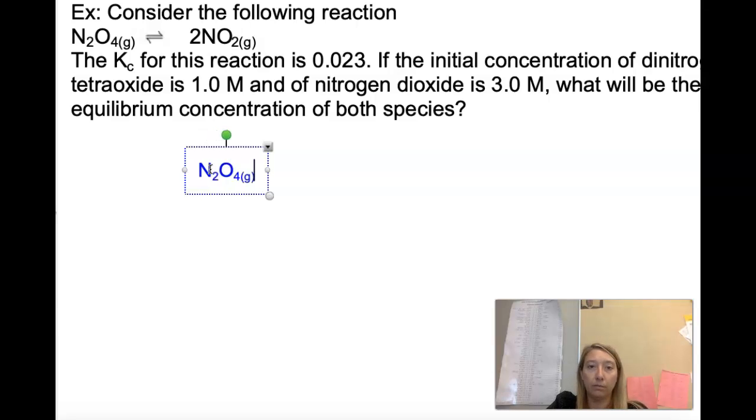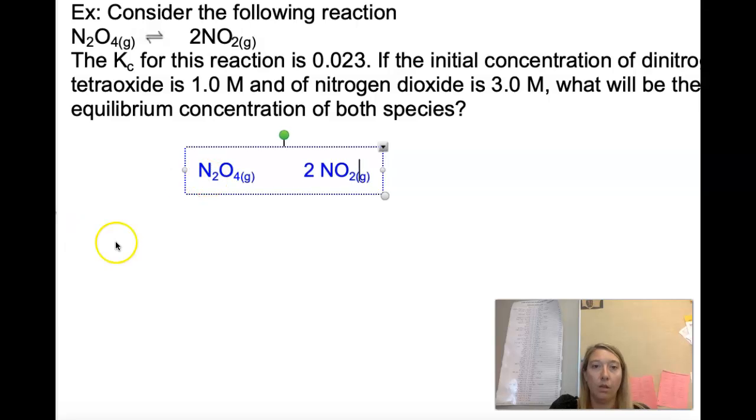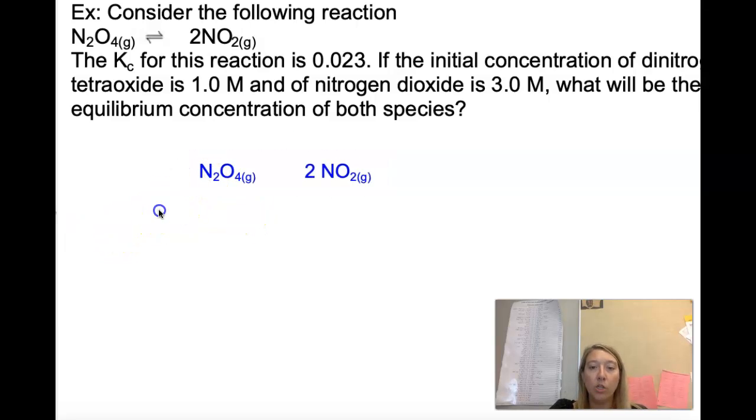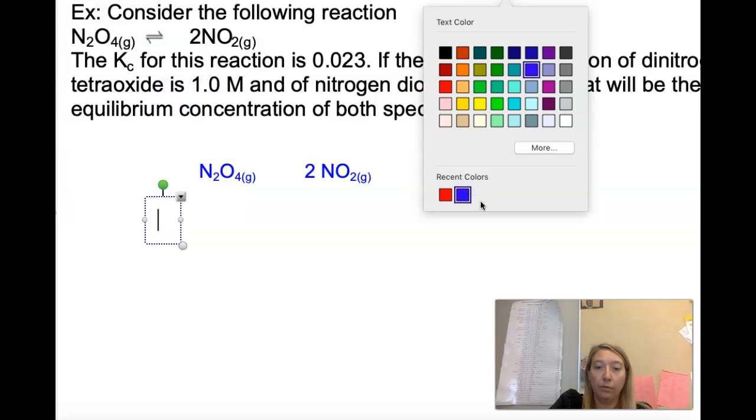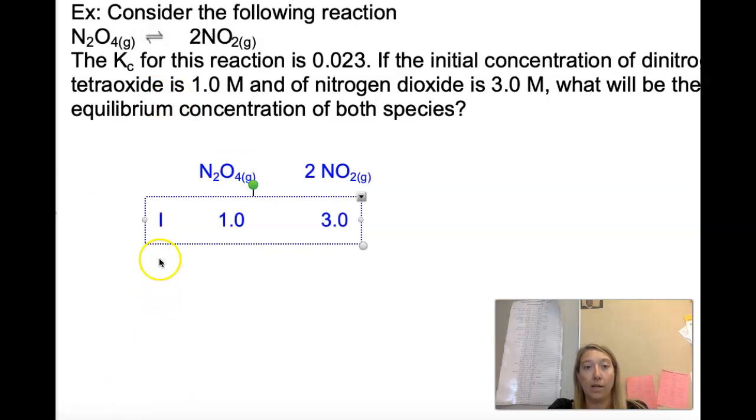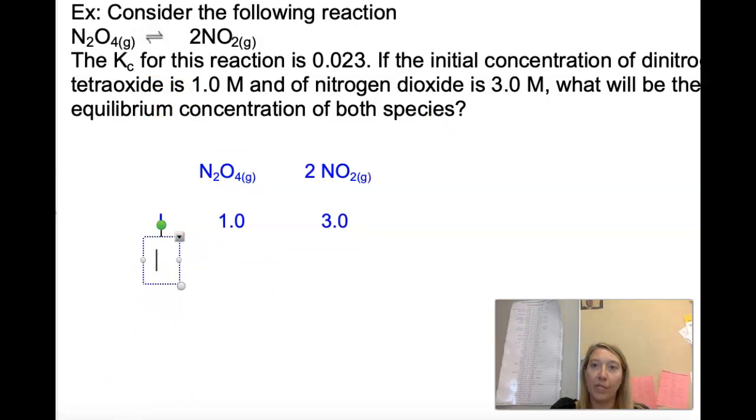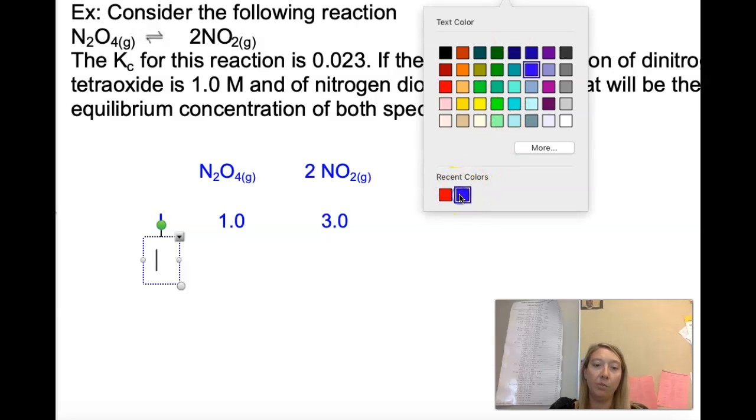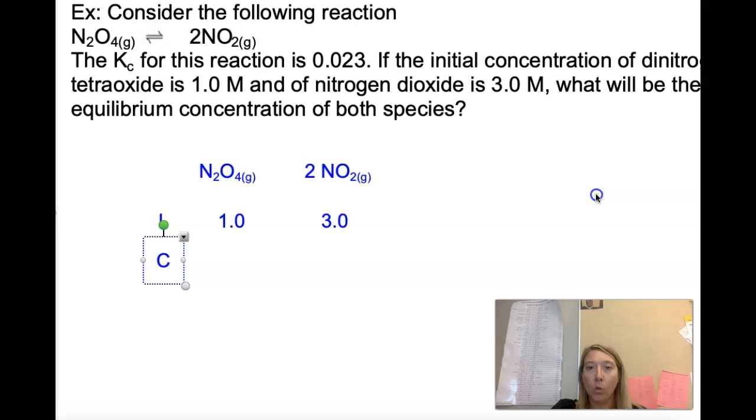So we're going N2O4 gas to give us 2NO2 gas. Okay, so initial concentration, we are given the initial for the N2O4 as being 1, and the initial for the NO2 is 3. So, change value. Keeps defaulting to red, and I'd like it to do blue. Okay, here we go. All right, so change value.